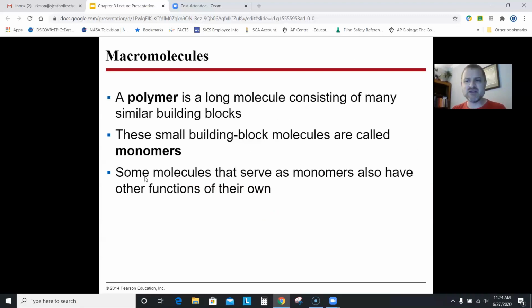Okay, so we're nearing the end of part 1, I promise. Macromolecules, fancy word for big molecules. There's 4 main macromolecules in life.